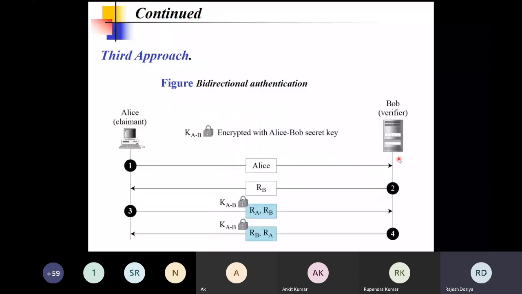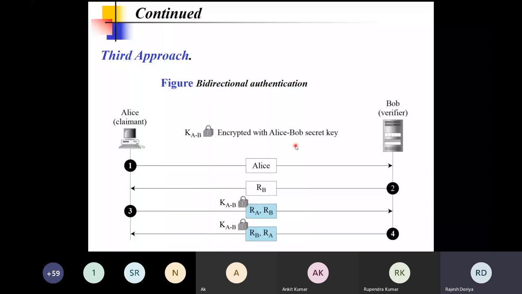Then we have another approach, and this is termed as bidirectional authentication. In this category, Alice and Bob both are trying to verify each other. In the earlier cases, only Alice was trying to prove her identity, but in some cases, Alice also wants to ensure the identity of the verifier. So in this mechanism, both the parties are proving their identities, and the mechanism is the same as we have discussed in the other approaches.